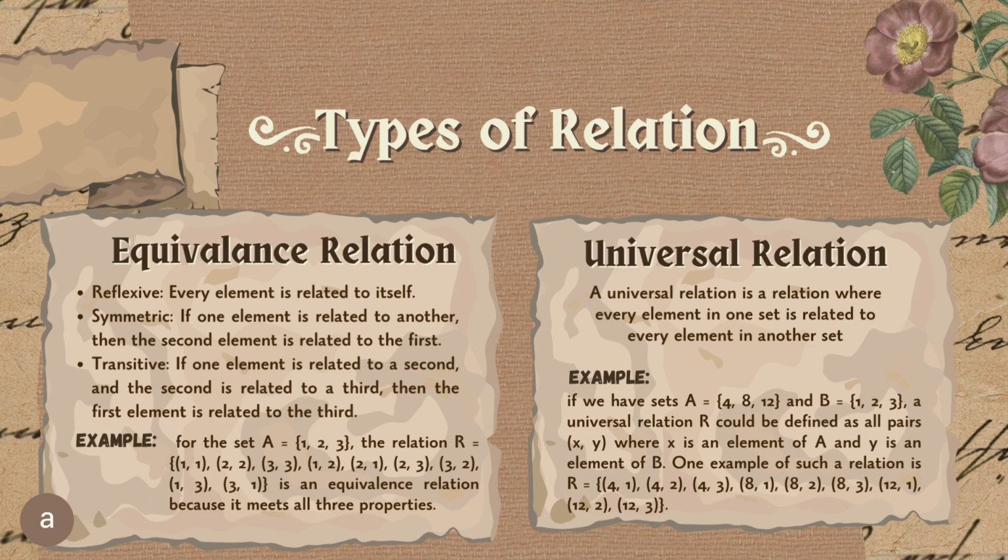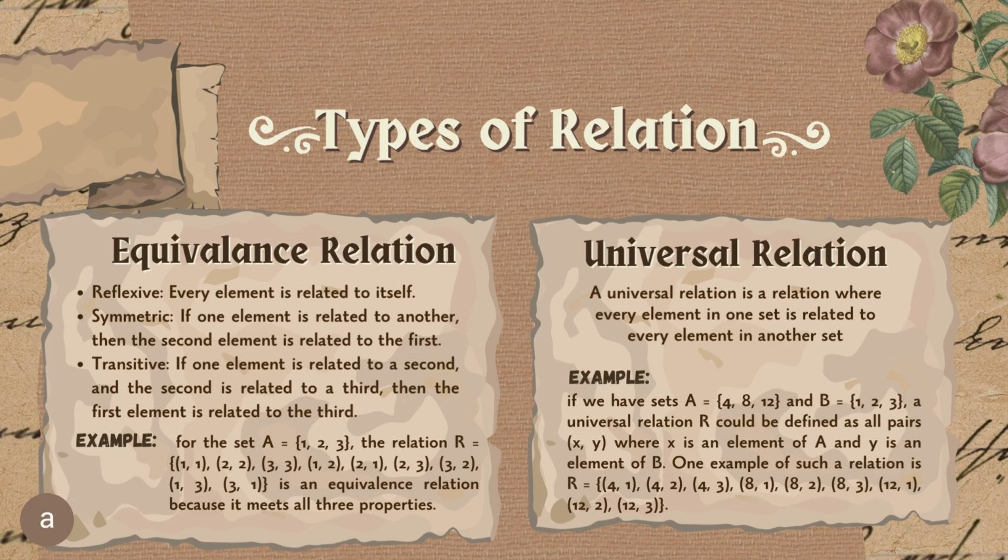Second property, symmetric. It is like mutual friendship. If element A is friends with element B, then B is also friends with A. Third property is transitive. This is like a chain of friends. If A is friends with B and B is friends with C, then A is also friends with C.